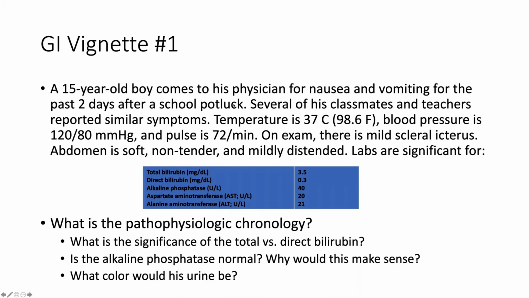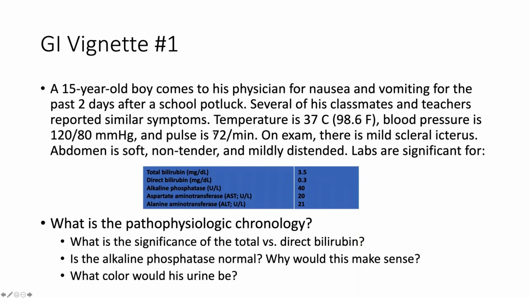So pretty nonspecific, probably. Several of his classmates and teachers reported similar symptoms. So definitely some sort of foodborne illness from the potluck. It's usually the potato salad, whatever has dairy. Temperature is normal, blood pressure is normal, and pulse is normal. So in other words, he's had nausea and vomiting, but it's not so bad that his heart rate would be up, because again, his heart rate would be high first.